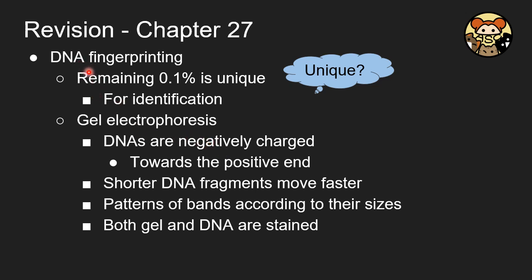And then for DNA fingerprinting, because between humans there is something unique, it can be used for identification. The term unique is a very special term and you have to spell it. How can we identify individuals? By using gel electrophoresis. By nature, DNA molecules are negatively charged, so they move towards the positive end. Shorter DNA fragments move faster in the gel. Based on the pattern of bands according to their size, with respect to the control, that is the marker, we know the patterns. The gel and the DNA are all standard, and afterwards we take a photo of it and then we can compare.